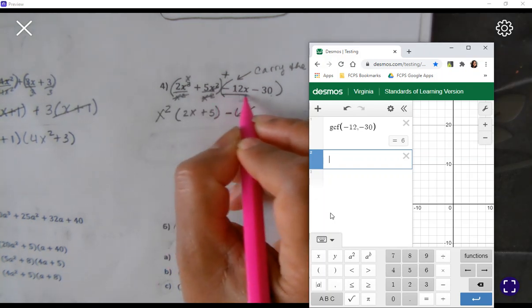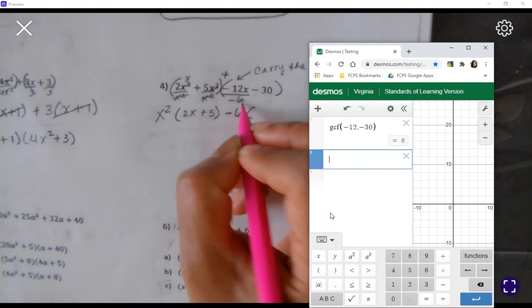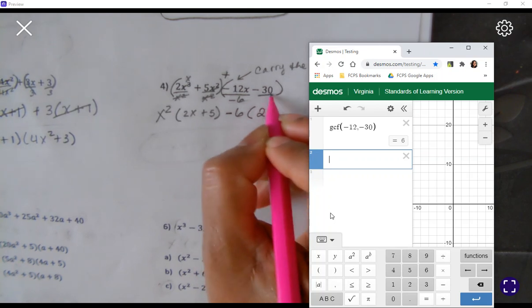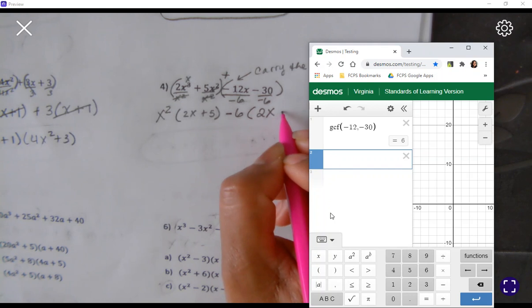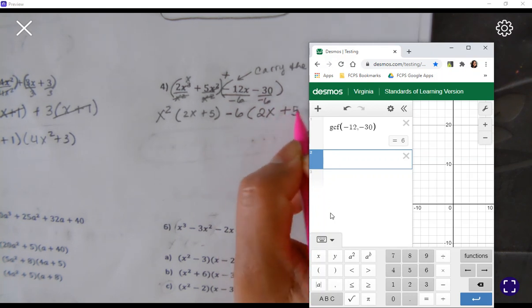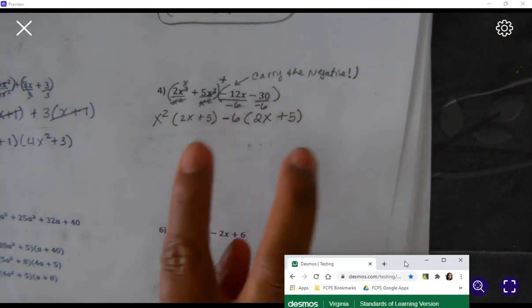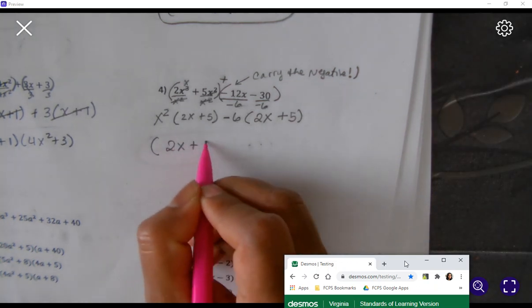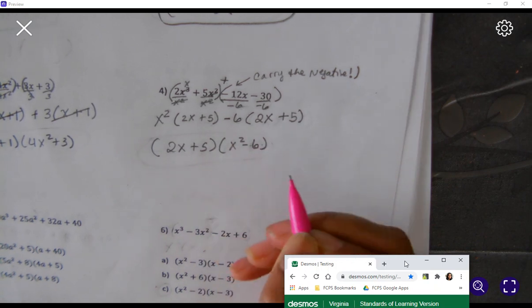So if I divide by a negative 6, so negative 12 divided by negative 6, that's positive 2. And then you have your x, negative 6. So negative 30 divided by negative 6 is positive 5. Okay, and there you go. I have the same thing in my parentheses, so you can factor that out. And that's it.